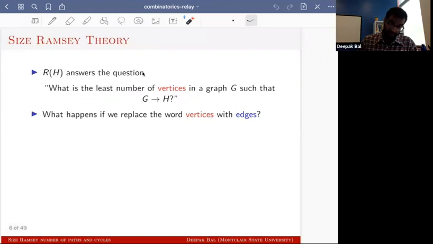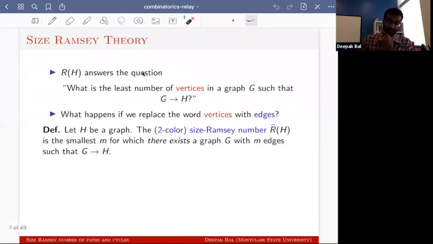So that brings us to the concept of the size Ramsey number, which I'll be talking about today. So the two-color size Ramsey number of a graph H is the smallest m for which there exists a graph G with m edges such that G arrows H.